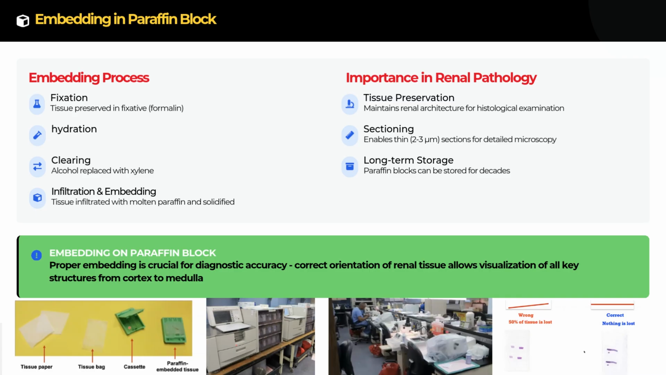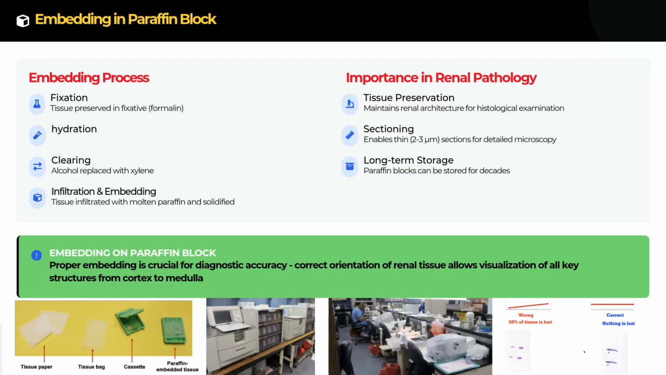At this station, sections are mounted on slides, serial sections are prepared, and various stains can then be applied at this station. Proper embedding is absolutely critical. If done incorrectly, up to 50% of the core may be lost during processing. Additionally, the paraffin block is often stored and may be needed years later for further evaluation or additional studies, so it's very important.